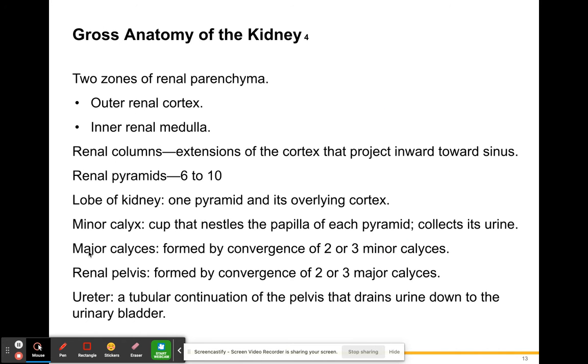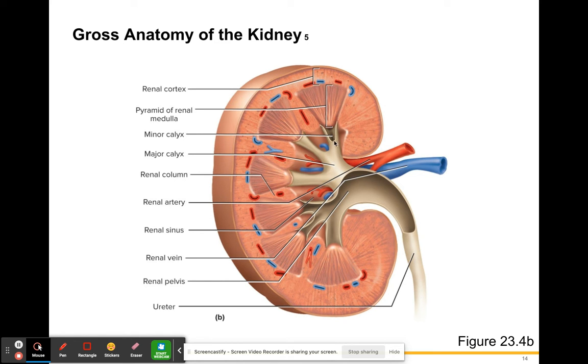When they all converge into one place, they will converge into something called a major calyx. If we take a look at the picture again, this minor calyx, this minor calyx, and this minor calyx are all going to form this one large calyx that we call the major calyx. So we have our medulla, and many minor calyces, like 2 or 3 of them, converge into a major calyx here. Same thing over here: 1 minor calyx, 2 minor calyces, 3 minor calyces are going to be within a major calyx.